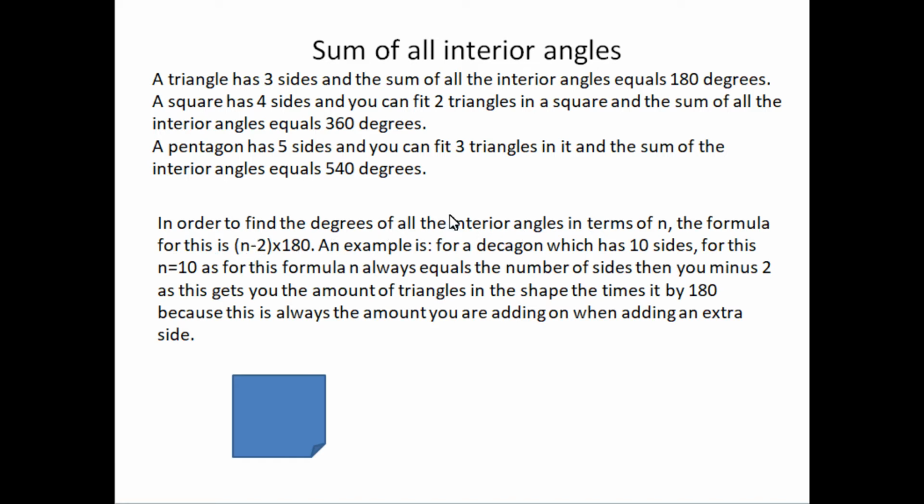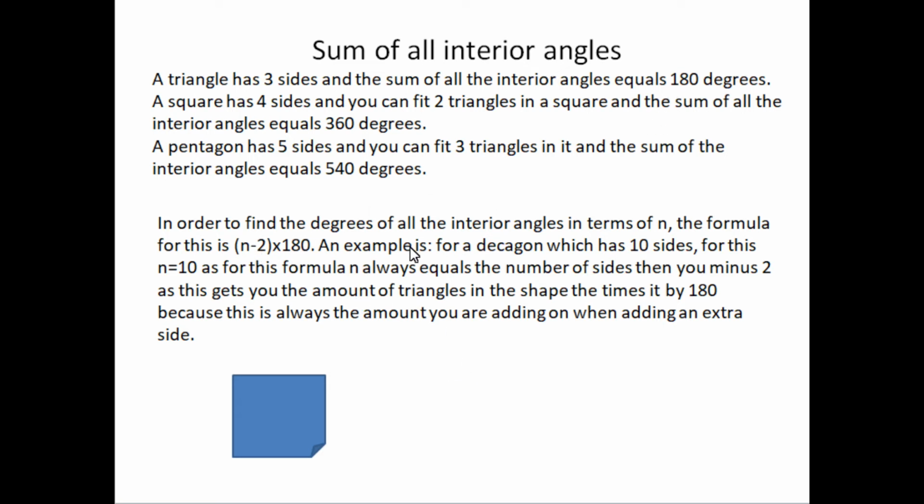So in order to find the degrees of all the interior angles in terms of n, which means we're using n to put a number in there. So n could be any number. It could be 1,000,000. Well, actually not 1, because 1 is not a shape. It has to be 3 or more. So let's put 3 in there, for example. 3 minus 2 is 1, times 180 is 180. So we already know that.